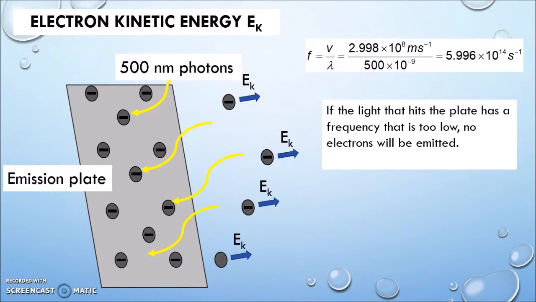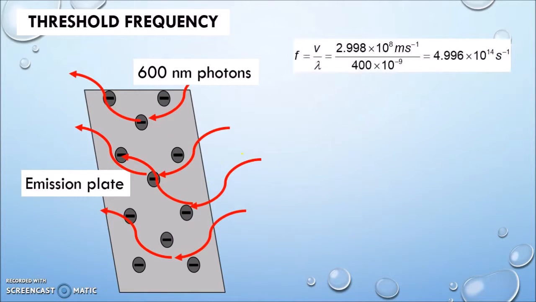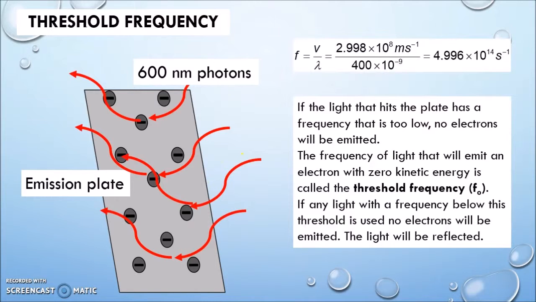But if the light that hits the plate is too low, no electrons will be emitted. So in this case now we've got down to red light, 600 nanometers. It has a smaller frequency again, but now the frequency is so small that instead of electrons being emitted, the light is just reflected off.